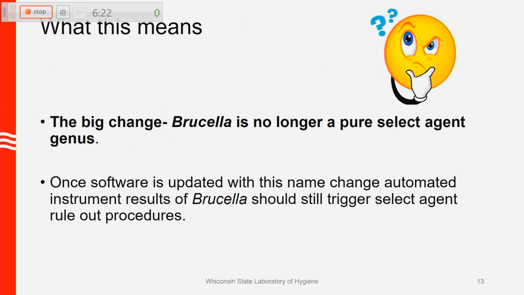So what is the impact of this genus name change? The biggest change here is that Brucella is no longer a pure select agent genus. Well, we had thought if it's Brucella, it's a select agent. Well, it's no longer the case. And once software is updated with this name change, automated instruments that give a result of Brucella in your laboratory should still trigger select agent rule-out procedures. Well, it could be an Ochrobactrum, it could be a select agent Brucella as well. So if you ever see Brucella coming up on your system, go back and start thinking through those select agent procedures.